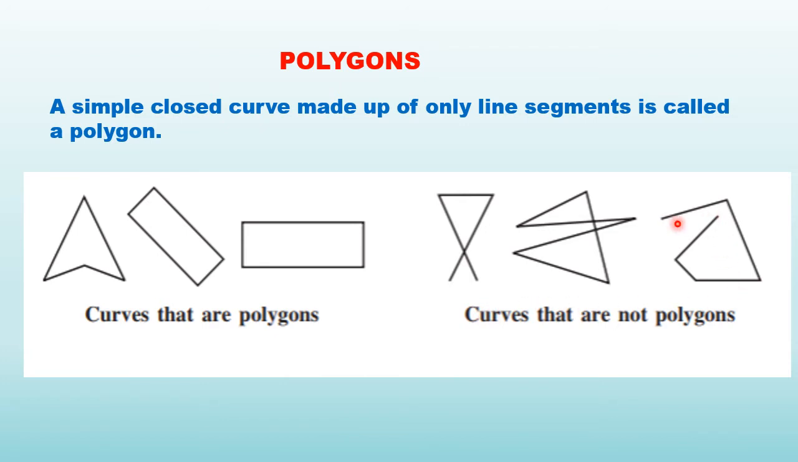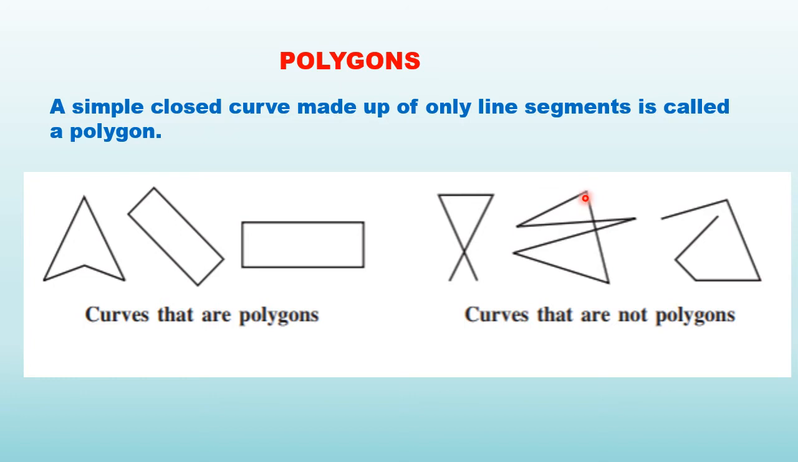The ends are open, hence it is not a polygon because a polygon must be a closed curve. Here it is not simple. The polygon should also be a simple one. Here it is, the simple closed curve.